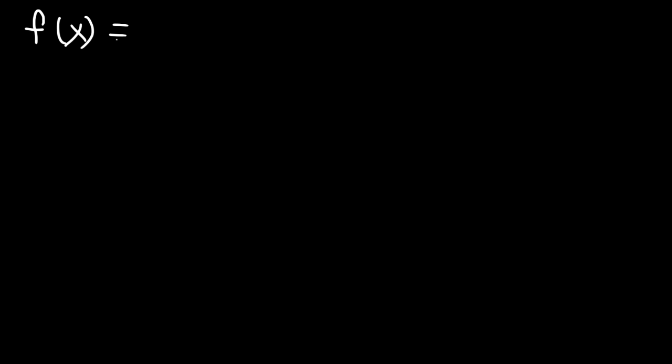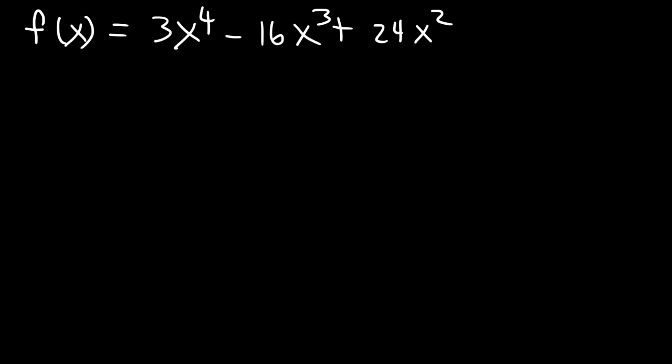So let's say that f of x is 3x to the fourth power minus 16x cubed plus 24x squared. So go ahead and identify the location of any relative extreme values. You don't have to find the y coordinates for this problem, just the x coordinates. So let's start by determining the first derivative.